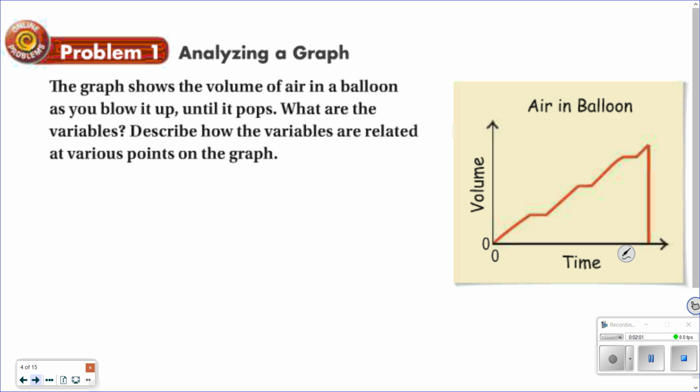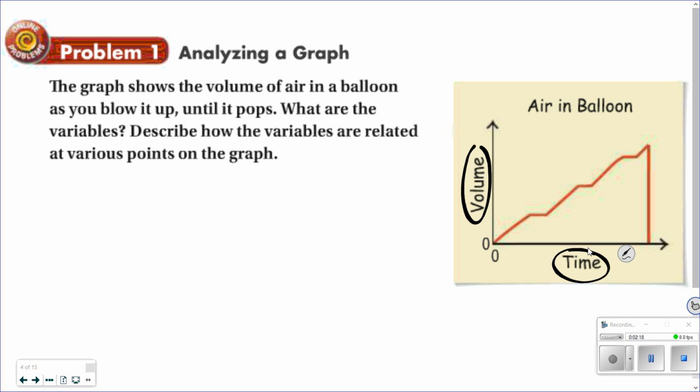So here's an example. It says the graph shows the volume of an air balloon as you blow it up until it pops. What are the variables? Well, it has that labeled here. The variables are time and volume. So as time goes by, what happens to the volume? So we want to describe how they're related.